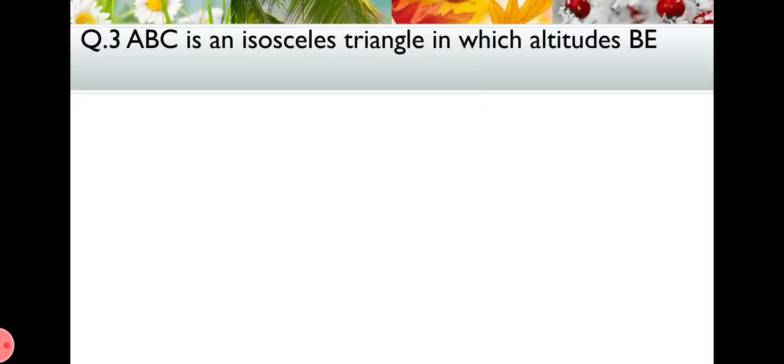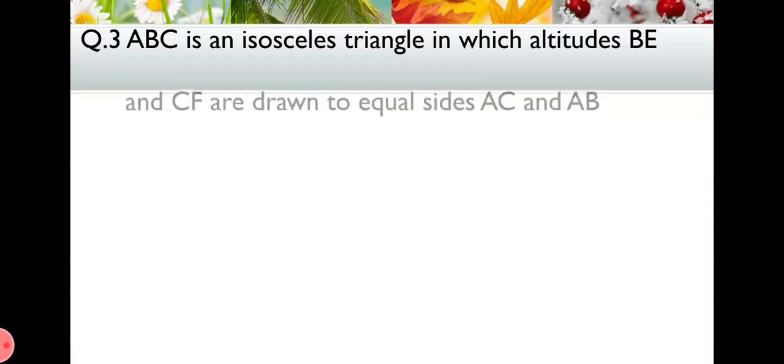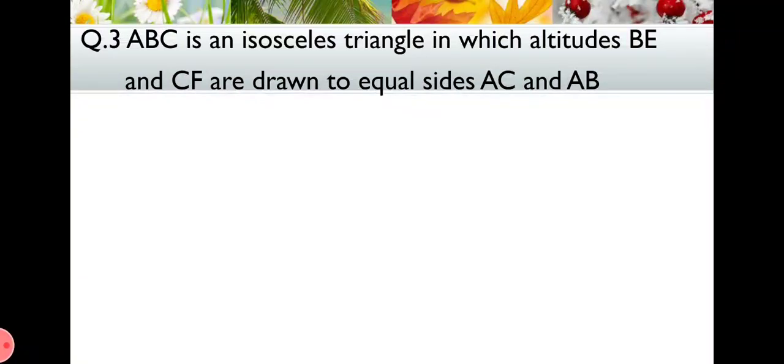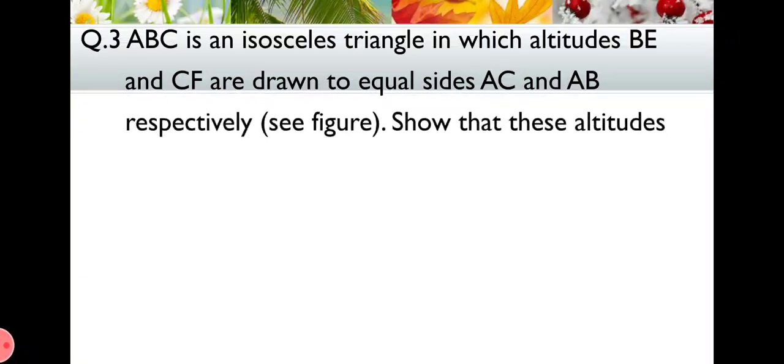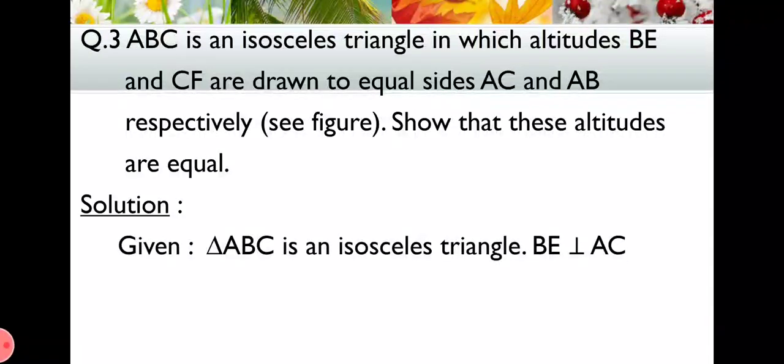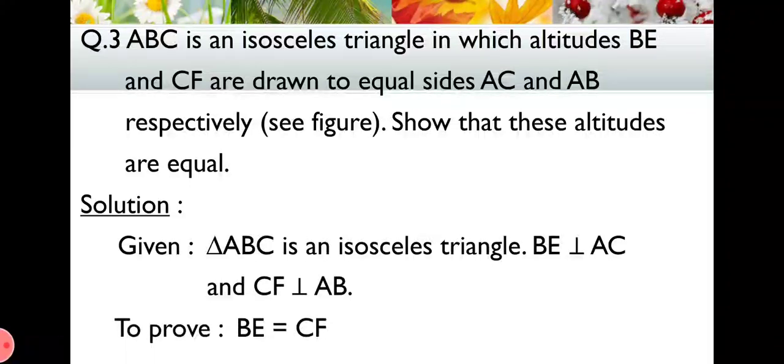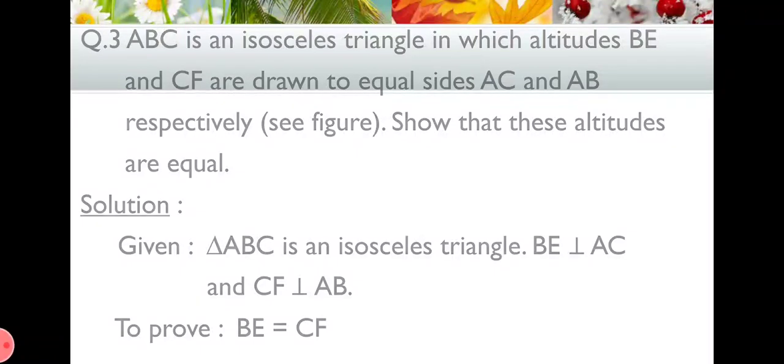Question number 3. ABC is an isosceles triangle in which altitudes BE and CF are drawn to equal sides AC and AB, respectively. See figure. Show that these altitudes are equal. For solution, we write the given. Triangle ABC is an isosceles triangle and it is given that two sides are equal, that is AB is equal to AC. BE is perpendicular to AC and CF is perpendicular to AB. To prove BE equal to CF.